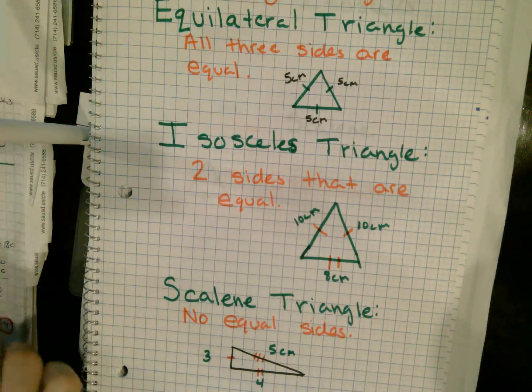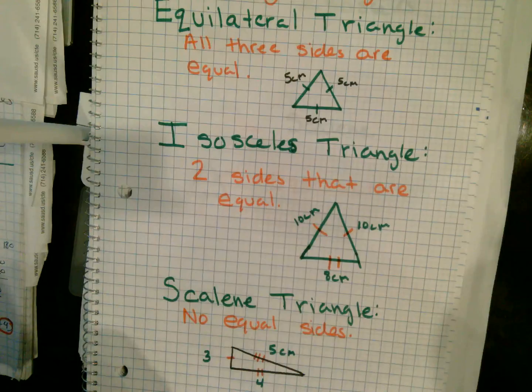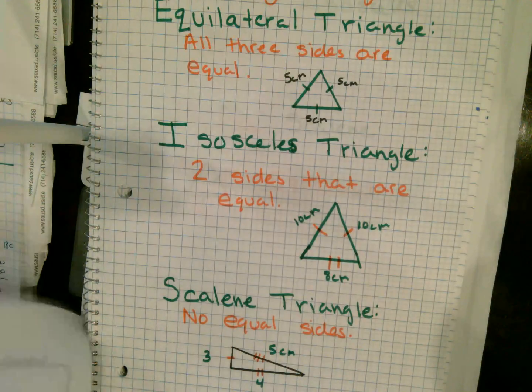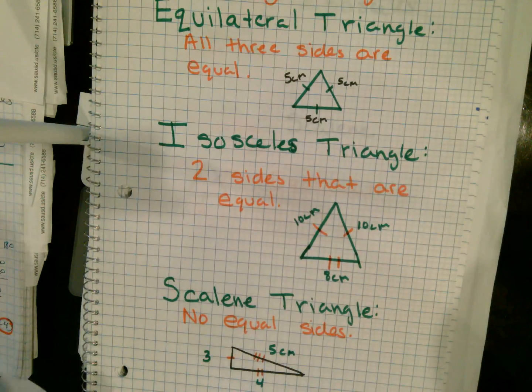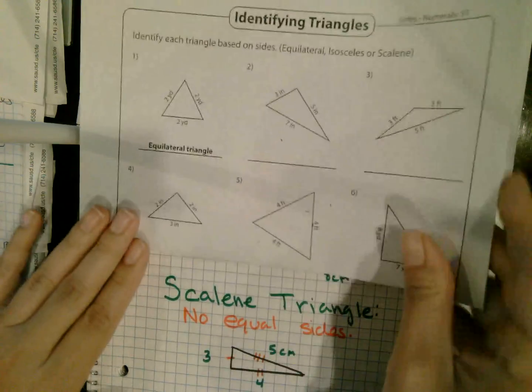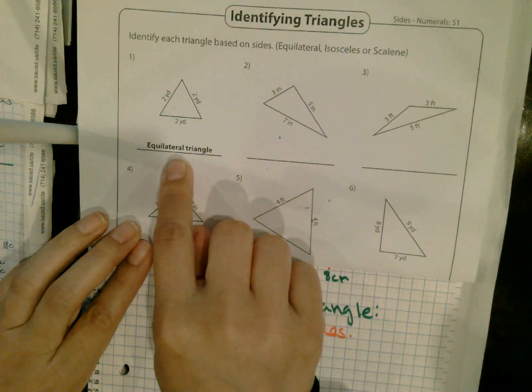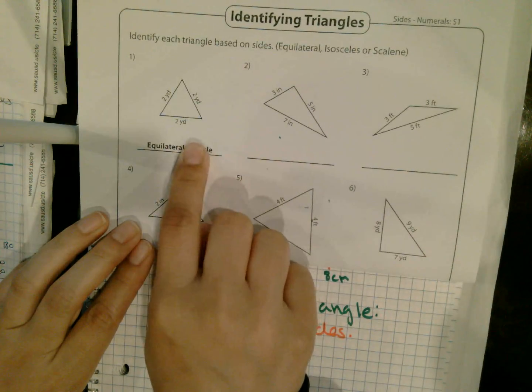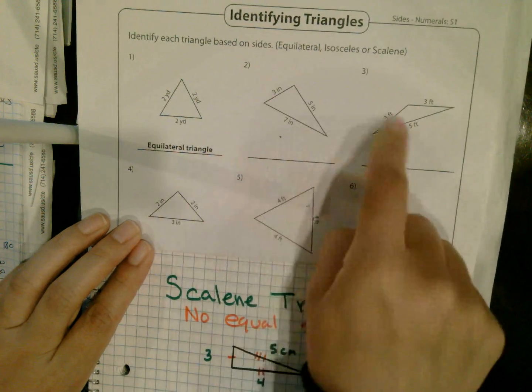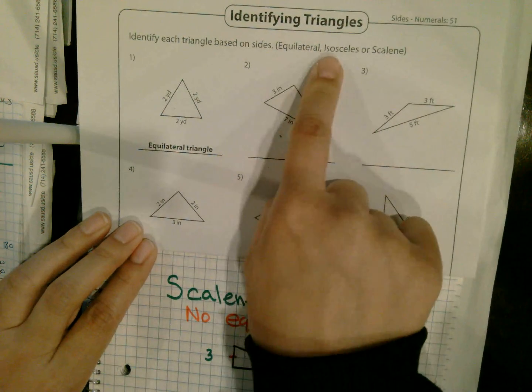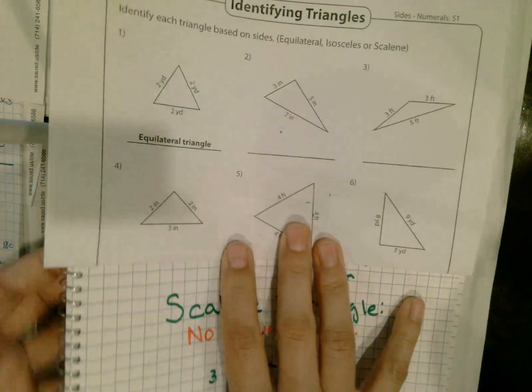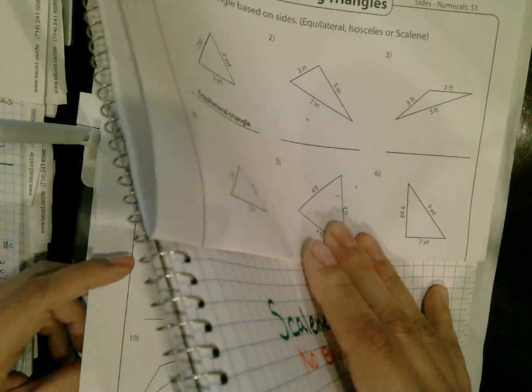Okay. So you're going to have just a couple of problems to do. This will be the first page. Number one's already done for you. Equilateral triangle. Don't write the word triangle. Based on the measurements, do you call it equilateral, scalene, or isosceles?